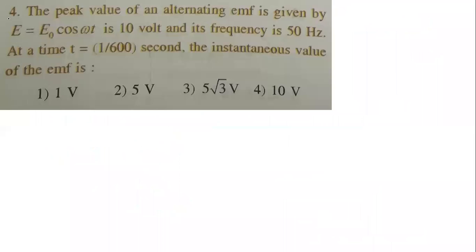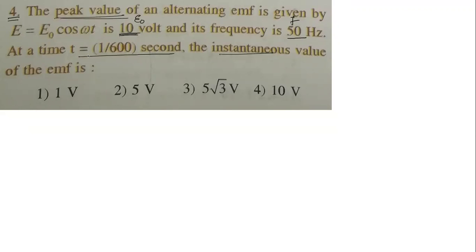Look at question number 4 now. The peak value of alternating EMF is given, they mentioned it as the peak value. That we need to take now. This is 10 volt. Frequency is how much? 50 hertz. Time is given as 1 by 600 seconds. We need to find the instantaneous value. This is the peak value, meaning E naught.